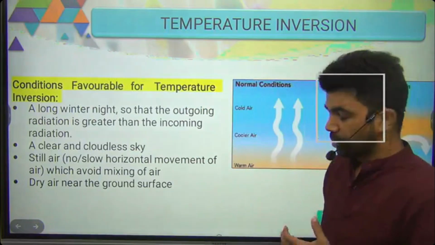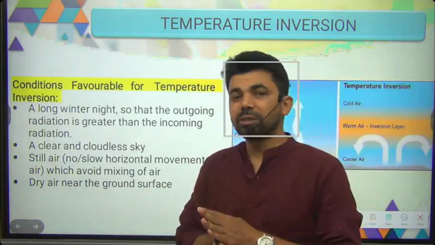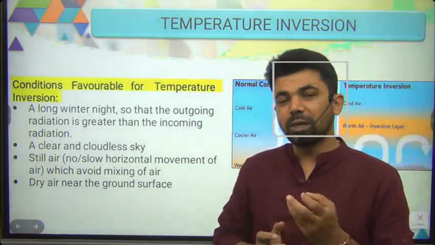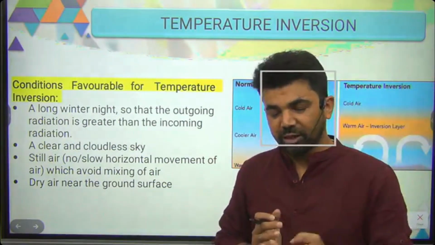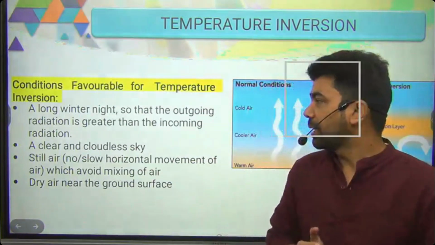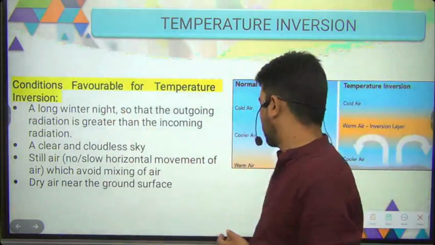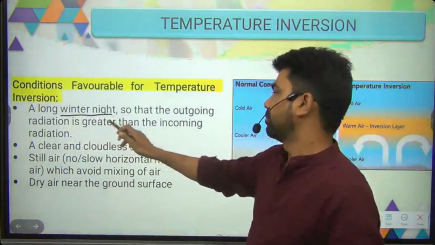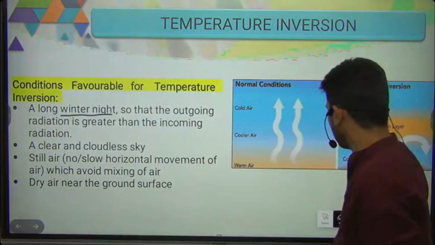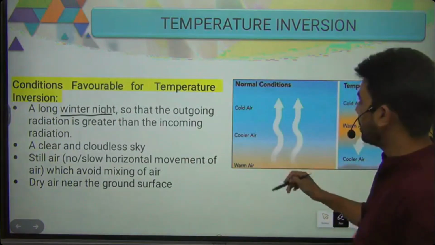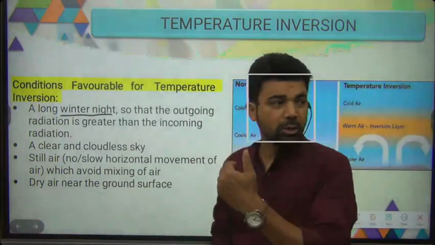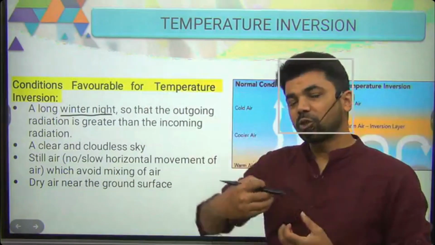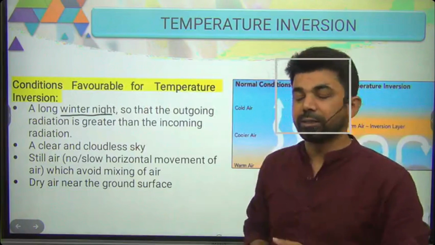So how does this temperature inversion take place? For temperature inversion to take place, there are 3-4 important factors. Like if we see the favorable conditions, as we said, it's a long winter night. Why? We knew that there is incoming solar radiation and outgoing radiation, so the outgoing radiation has to be more than the incoming solar radiation.